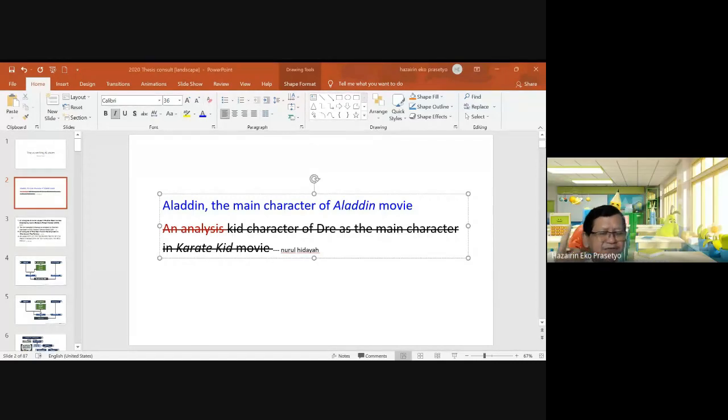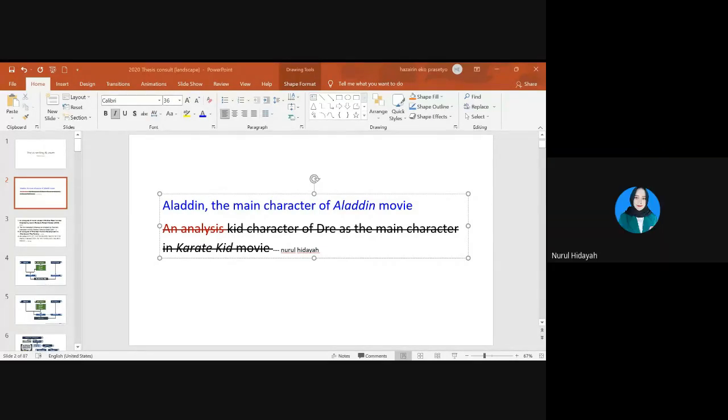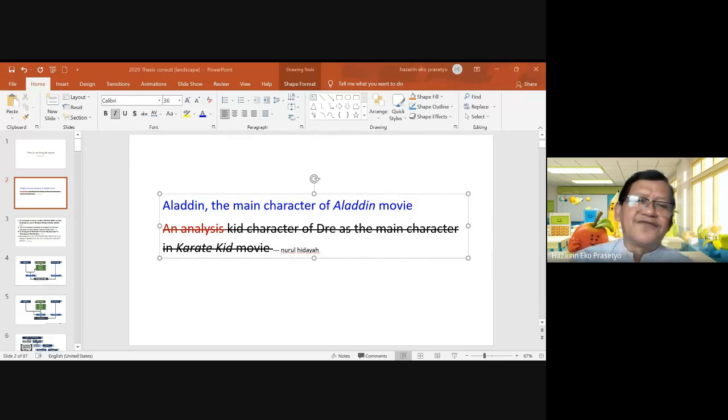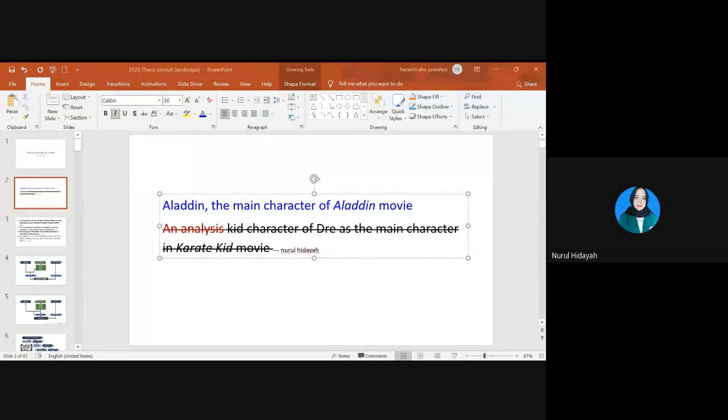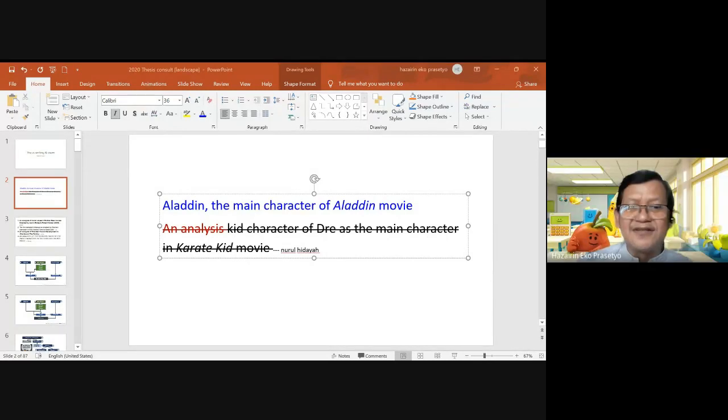Okay, approach. Number two is the theory. What theory are you going to use? I'm still confused. You're still confused. No, from this topic, right? From the topic, you must be able to tell your consultants the theory you are going to use, right?